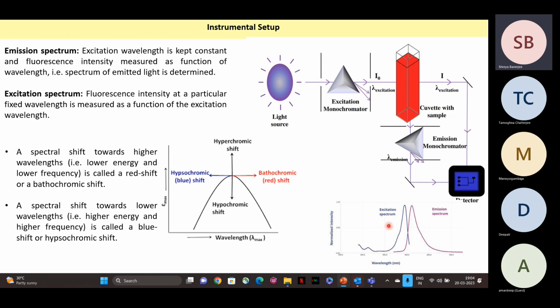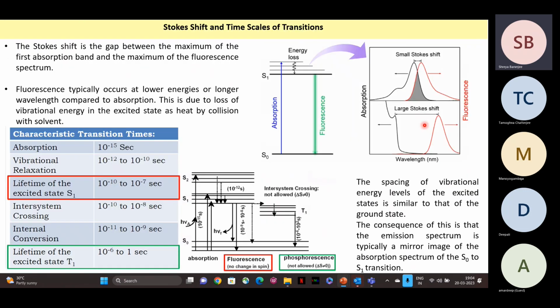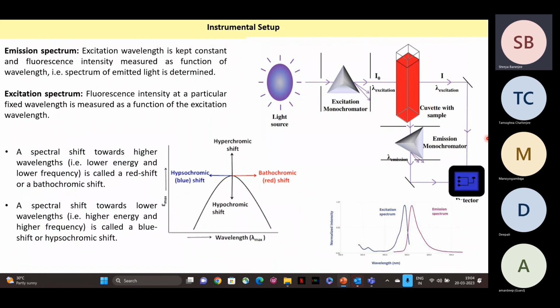So excitation and emission spectrum is kind of like absorption and emission. As we had learned previously, from Stokes shift, the wavelength of absorption is always lower than the wavelength of fluorescence. So that is why the wavelength of the excitation spectrum is smaller than the wavelength of the emission spectrum.